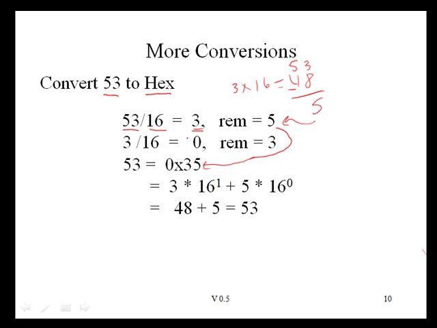We'll take our quotient, bring it over here, divide by 16, that's going to be 0 with a remainder of 3. When we get a quotient of 0, we're finished. So this is our last digit, which happens to be our leftmost digit or most significant digit. So a decimal 53 is going to be a hex 35. We can check our work by multiplying out by our powers like we do here. So 3 times 16 to the 1 plus 5 times 16 to the 0, we get 48 plus 5 is 53. So we've done the correct conversion.